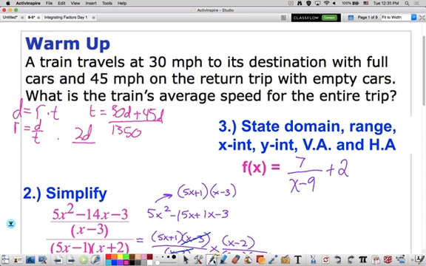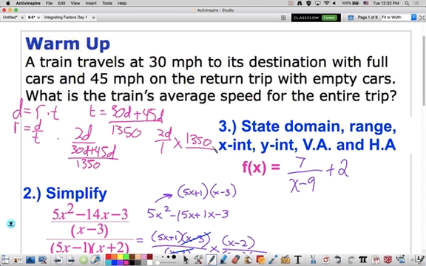This is 2D over 30D, and then over 3. So basically, this is 2D over 1 times 30D plus 45D over 1,350. So when we do the reciprocal, it would be a multiplication problem. So we would do 2D over 1 times, since it's multiplication and we're doing the reciprocal, 135 would go on top at the numerator.